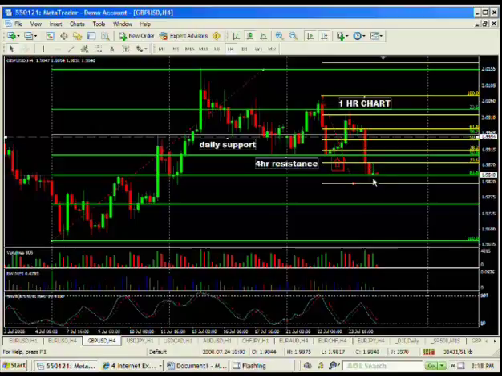And so now we have a turning bar. This turning bar here is green, it's an up bar, so that tells us that this stopping bar is confirmed.